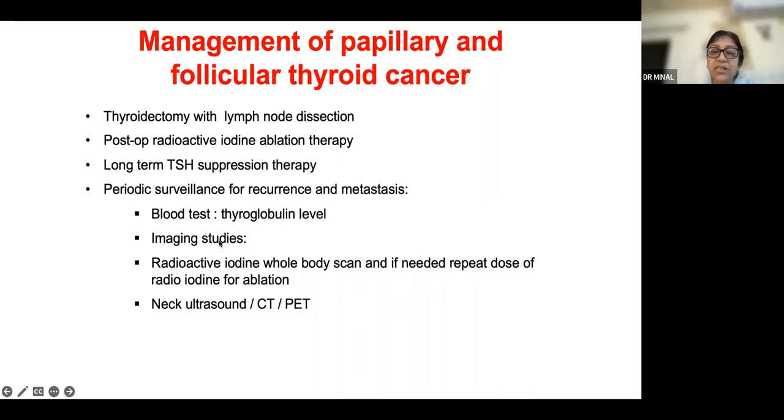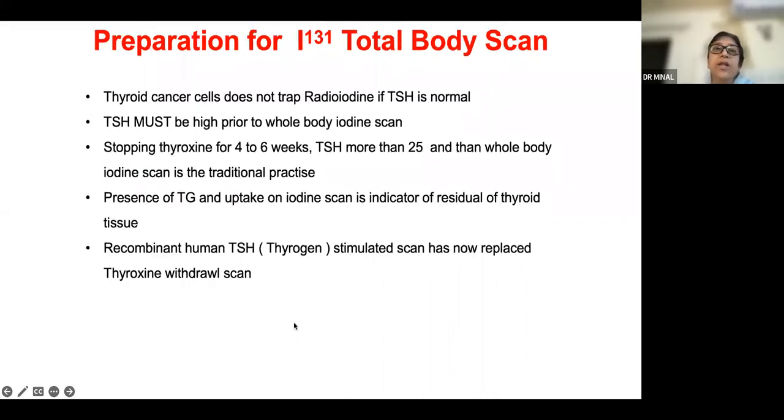You can go with imaging studies. Radioactive iodine whole body scan may be done if needed. But whenever you're going for radioactive iodine studies, you have to allow the TSH to rise so that we can find out the mets in other parts of the body. Neck ultrasound, CT scan or PET scan can be done. Whenever you are preparing for the scan, avoid thyroxine for some time. Allow the TSH to rise up to 25. Then the thyroglobulin presence will always tell you whether there is a recurrence.